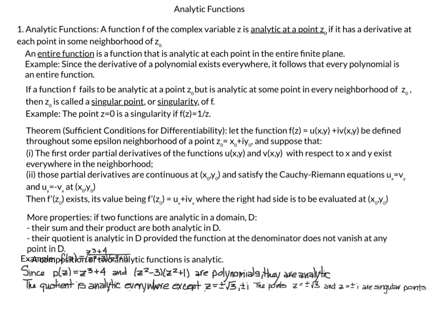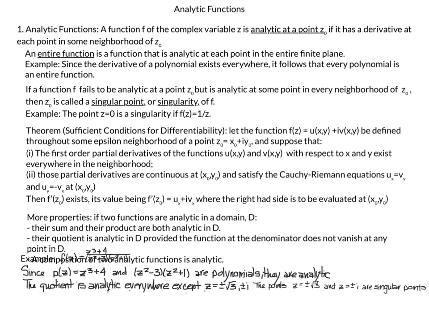Next, we have a theorem, sufficient conditions for differentiability. I just threw this in because we'll be using this for our example, but this is the theorem that we had seen when we were looking at Cauchy-Riemann. So first, if we have a function f of z equals u of x, y plus i v of x, y, and this function is defined in some epsilon neighborhood of a point z0, and suppose, first, that the first order partial derivatives of the functions u and v with respect to x and y exist everywhere in the neighborhood, and those partial derivatives are continuous at your point x0, y0. And third, they satisfy the Cauchy-Riemann equations.